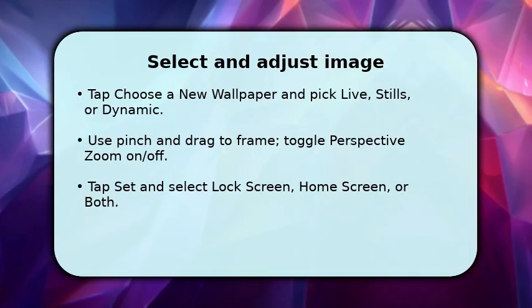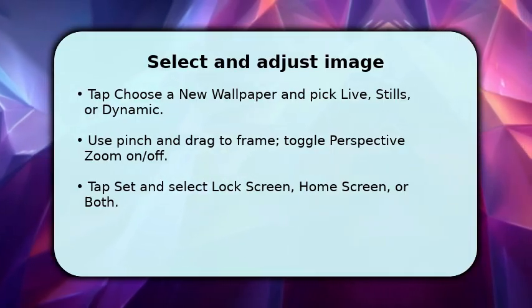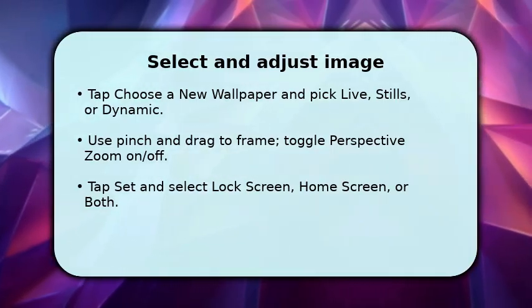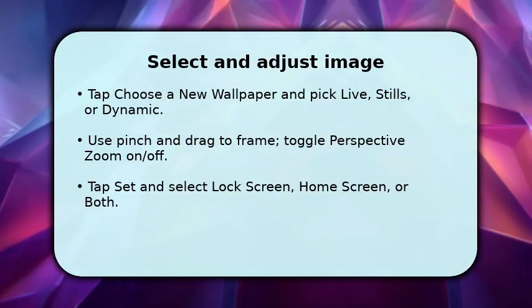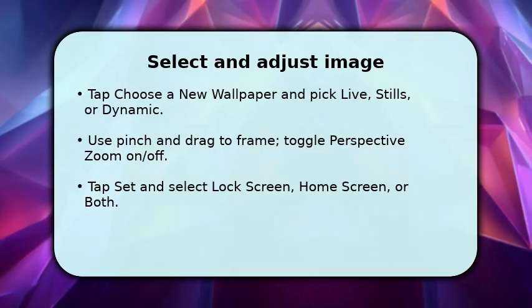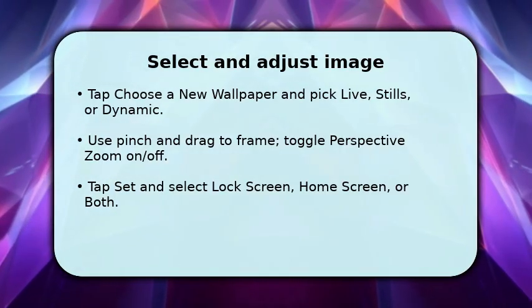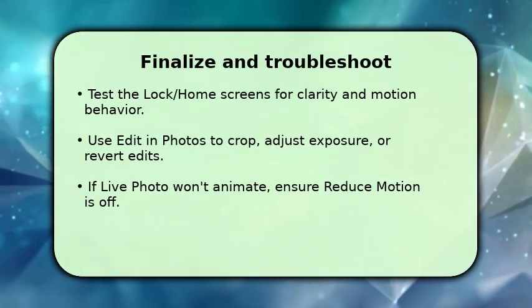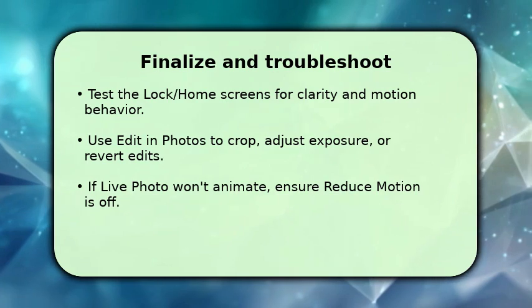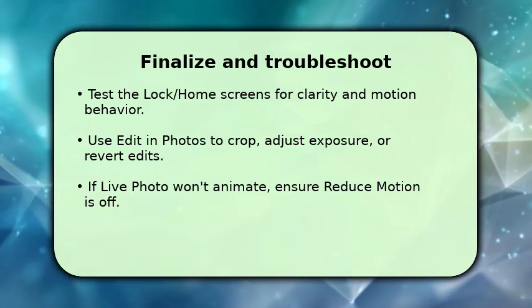Once satisfied, tap Set and choose whether the image applies to lock screen, home screen, or both. This step controls icon contrast and readability, so test legibility before finalizing to avoid cluttered icons. After setting, immediately test both lock and home screens to confirm icon contrast and motion behavior feel right.